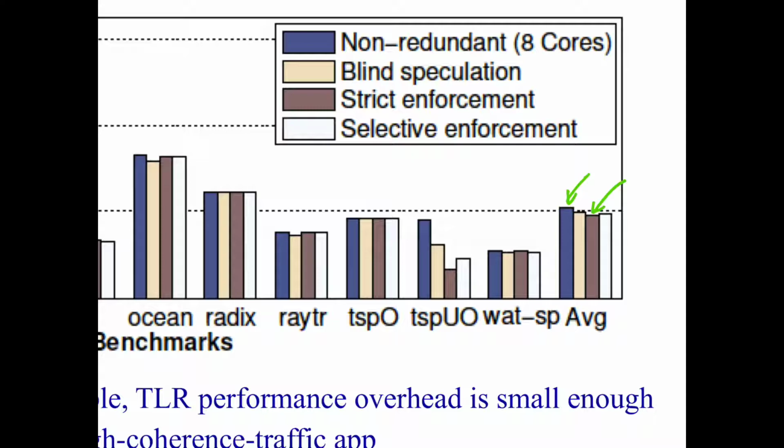In fact, you can do selective enforcement or even blind speculation. What's blind speculation? Blind speculation says this: who says I will have a race? Yes, I have all these sub-epoch boundaries. Why can't I optimistically assume we will never have any non-deterministic outcome, and just commit whatever we want?